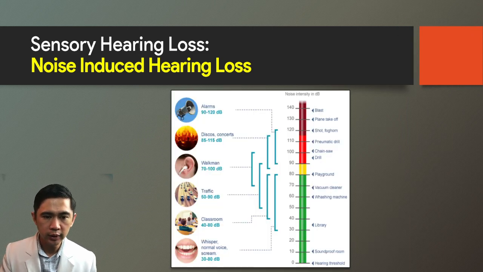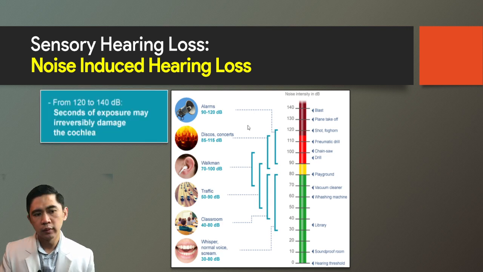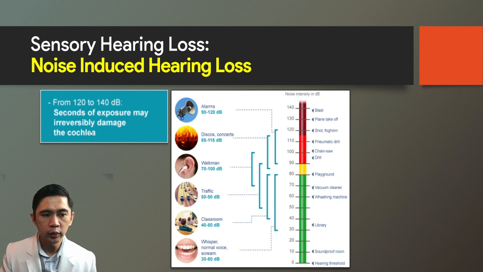So in this picture, we will see the common sounds we hear and their intensities in decibels. So again, the whisper or normal voice is around 30 to 80, traffic is around 50 to 90, and concerts, discos, and alarms is around 90 and above. From 120 and above, it only takes seconds of exposure to irreversibly damage the cochlea. The rest, it will take some time, and take note that this is cumulative, meaning if you have been exposed to a lot of noise in your lifetime, it will accumulate.